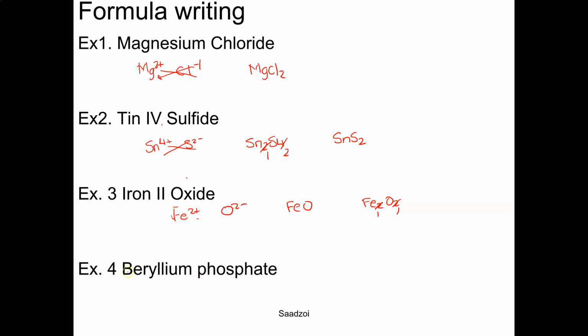And beryllium phosphate, now we have a polyatomic ion. So we have Be2+, PO4 -3, crisscross again. 3 goes here. Now the question is what to do with 2. You don't multiply, so you don't sit there and make it 2 times 4, which is 8, make it PO8. That doesn't work. You have 2 PO4s. So that means that you need to represent it this way.